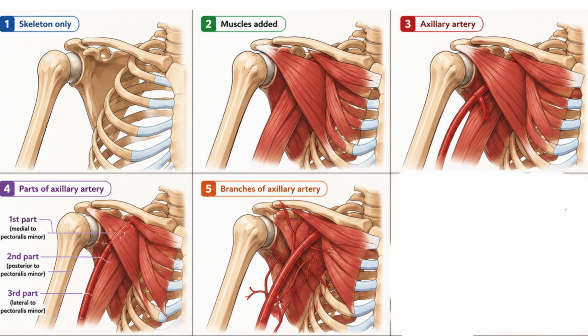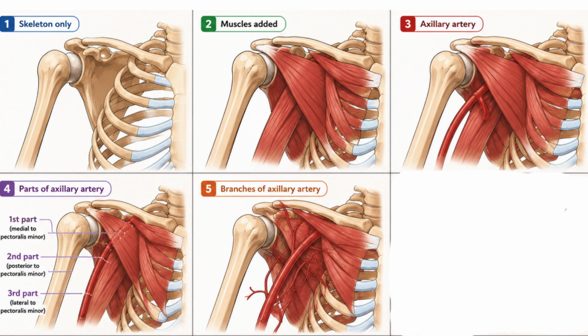Let's quickly recap what we have covered. The axilla is pyramidal in shape with four walls. The axilla is all about boundaries and contents. The boundaries are: anterior formed by the pectoralis muscles, posterior by subscapularis, teres major and latissimus dorsi, medially by ribs and serratus anterior, and laterally by the humerus and the biceps muscles.